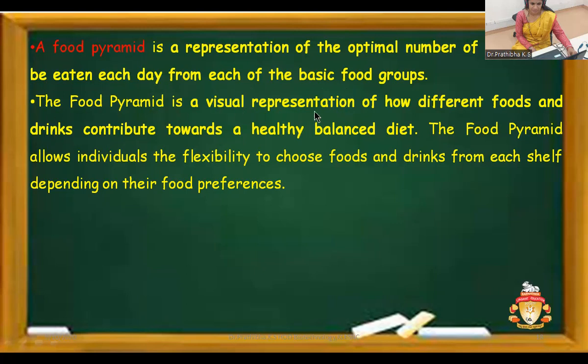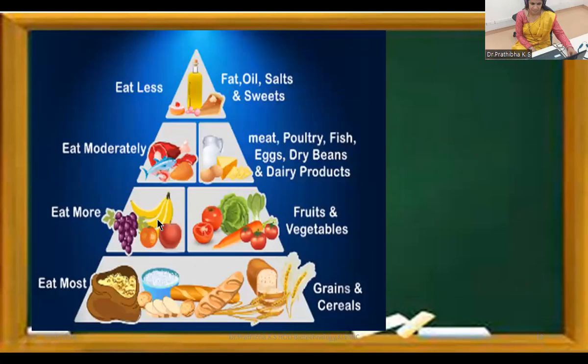The food pyramid is a visual representation of how different foods and drinks contribute towards a healthy, balanced diet. The food pyramid allows individuals the flexibility to choose the foods and drinks from each shelf depending on their food preferences. Okay, the food pyramid is very, very important in our diet. So this is about the food pyramid.